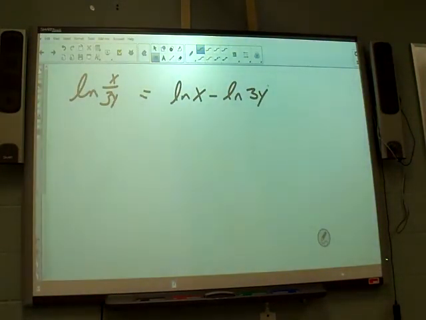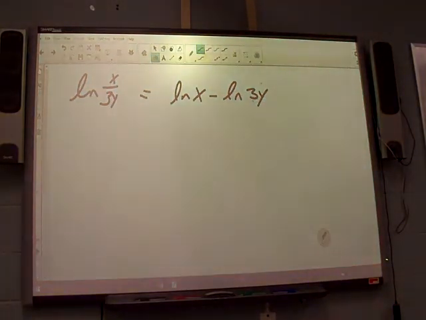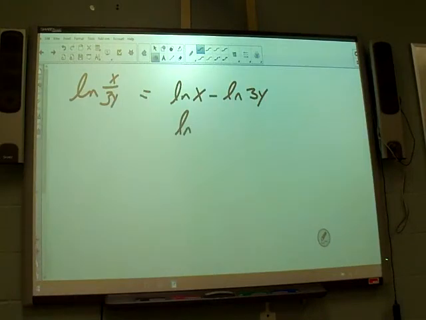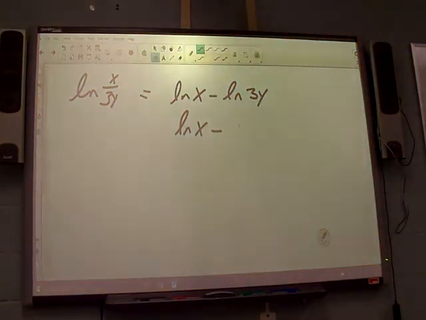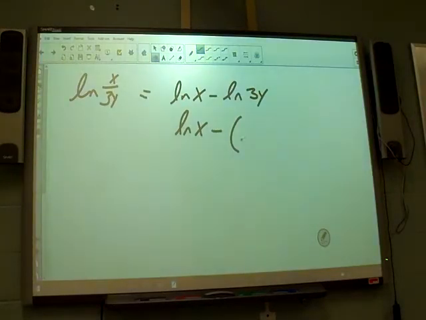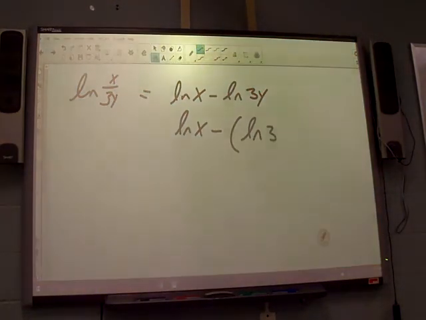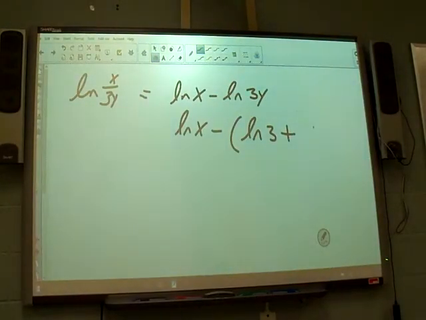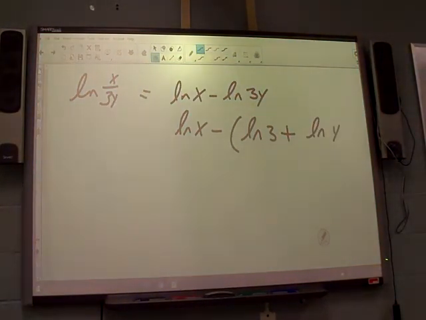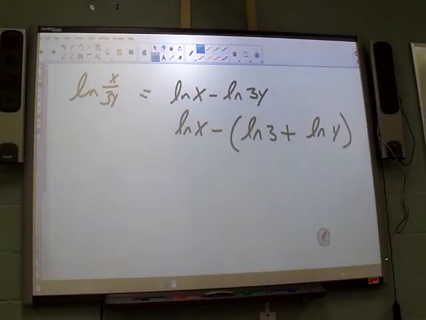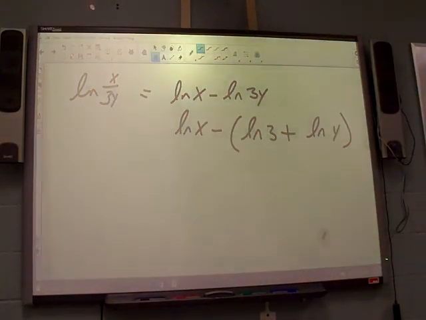But now I see that product like CJ was talking about, so I need to spread this out. So I'm going to bring down my natural log of x minus, now we'll talk about why I put that parentheses in just a second, my natural log of 3 plus this product, my natural log of y. Alright, so questions, and why did I put that parentheses?